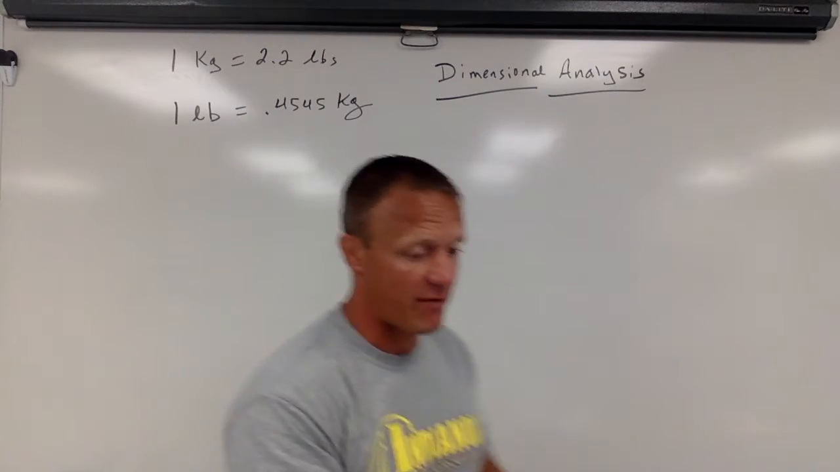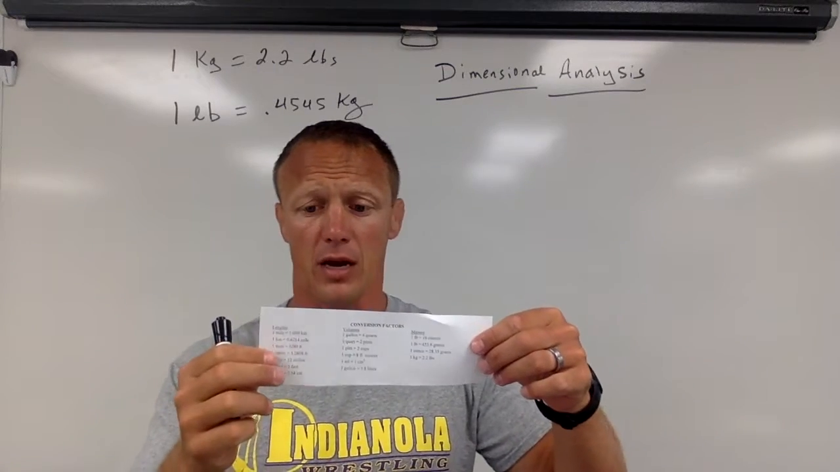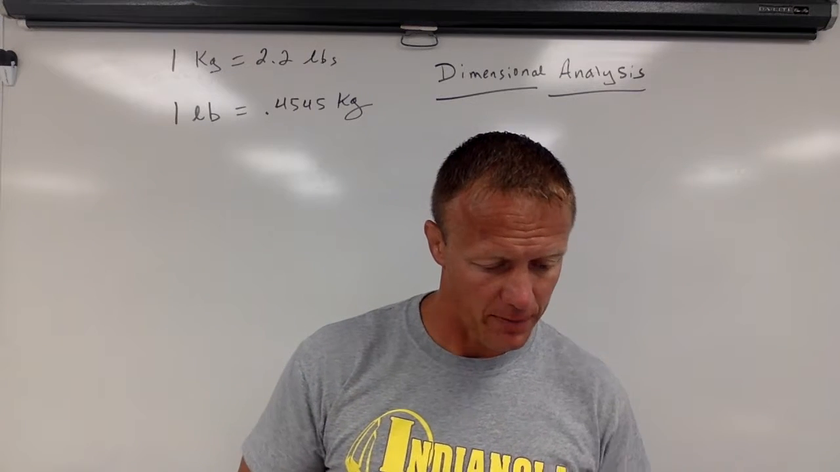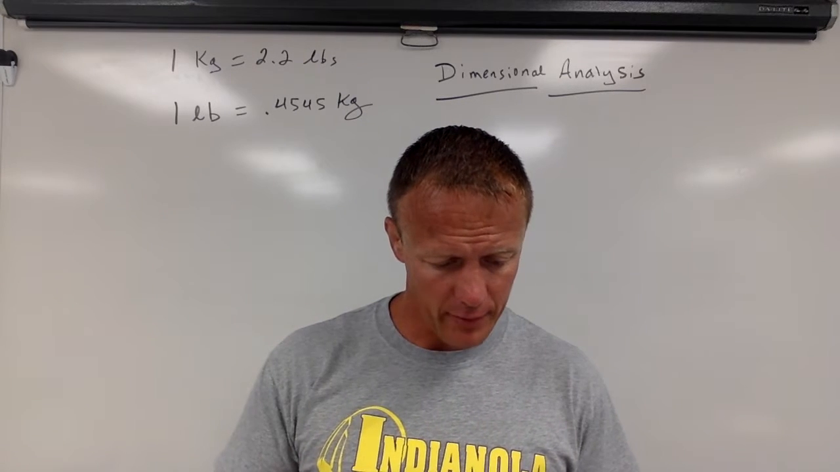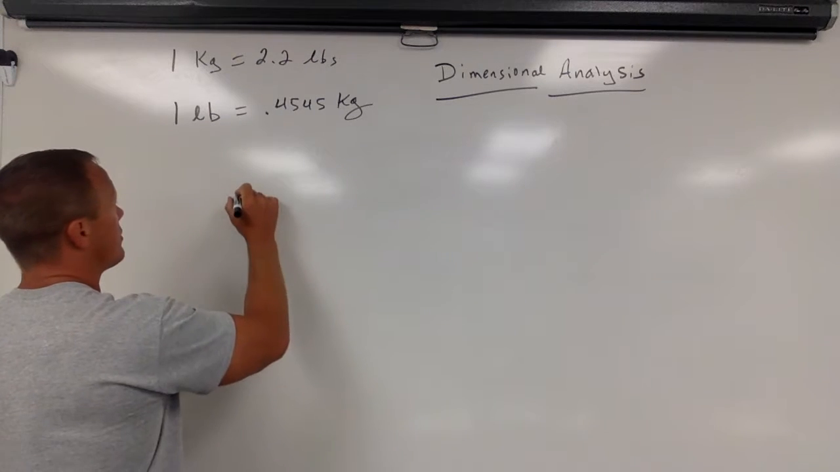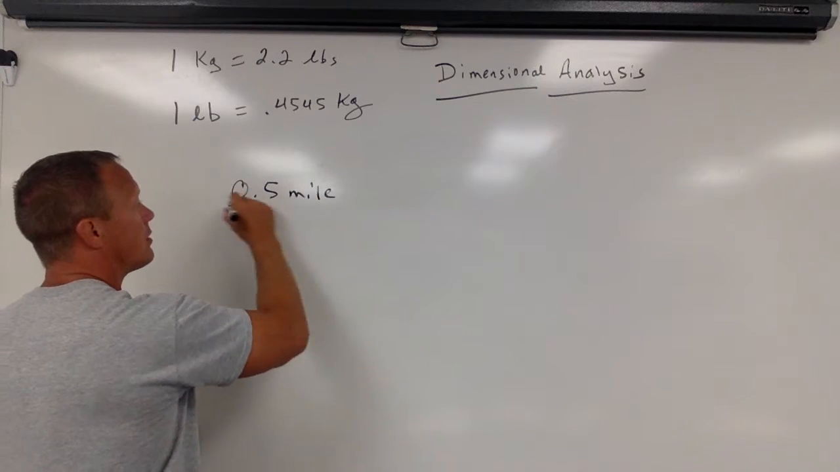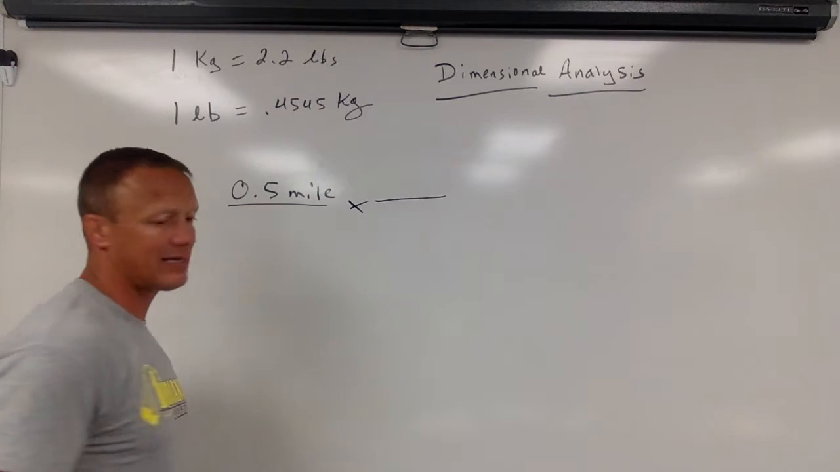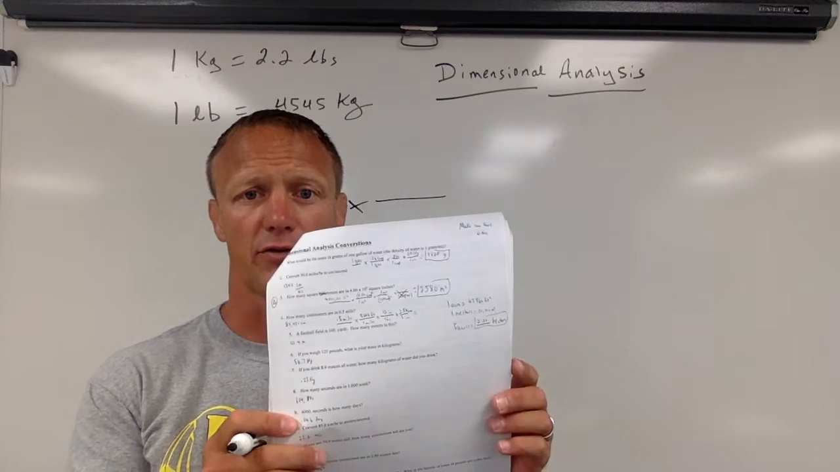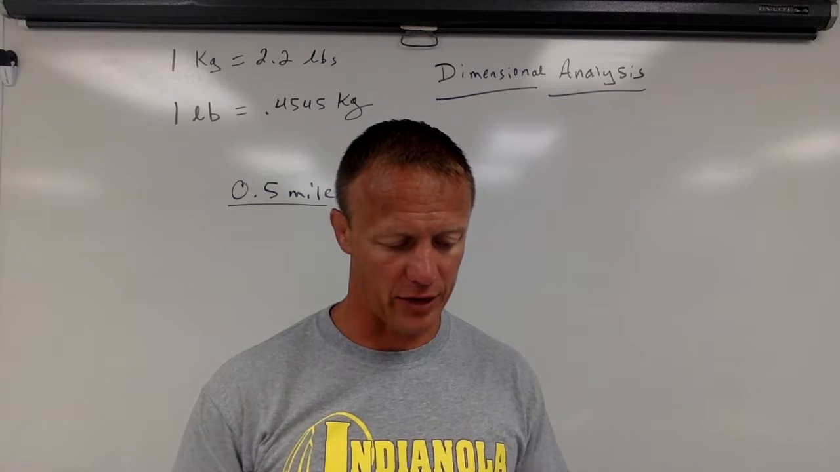And you should have a conversion sheet. Hopefully you've got this little conversion sheet again that's got lengths, volumes, and masses. So I'm looking off of that. I'm going to do, if you have a half a mile, and I want to know how many centimeters that is. On this dimensional analysis conversion sheet, it is actually number 4. The one I did before that was actually number 6.